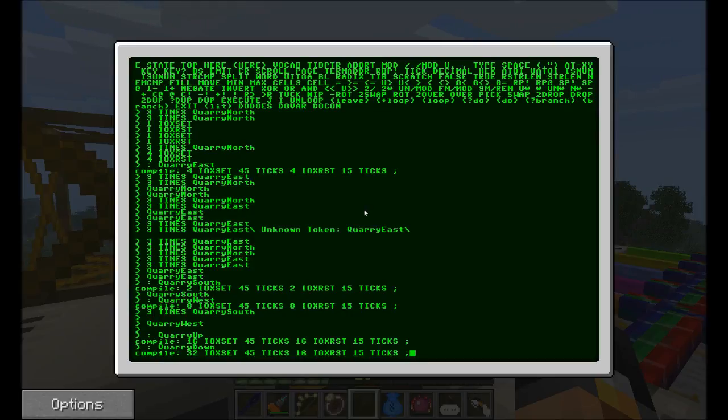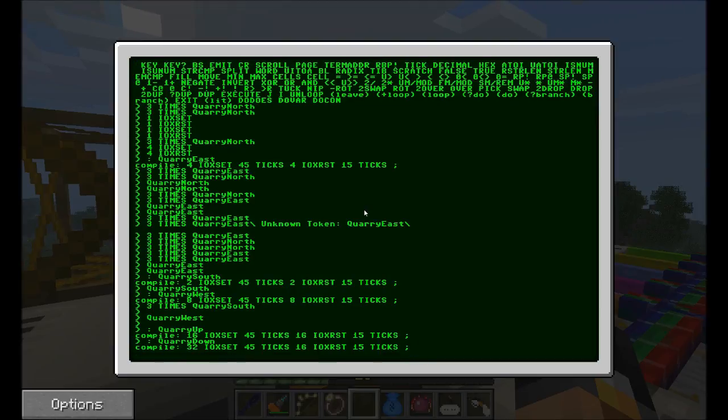This is why there's a delay at the end. That 45 ticks and 15 ticks are basically delays. The reason I want a delay at the end is so I can't go in rapid succession and not have a motor in its proper place. It's just a precaution. And that should get the quarry going up, down, left, right, and forwards and backwards, or north, south, east, and west.